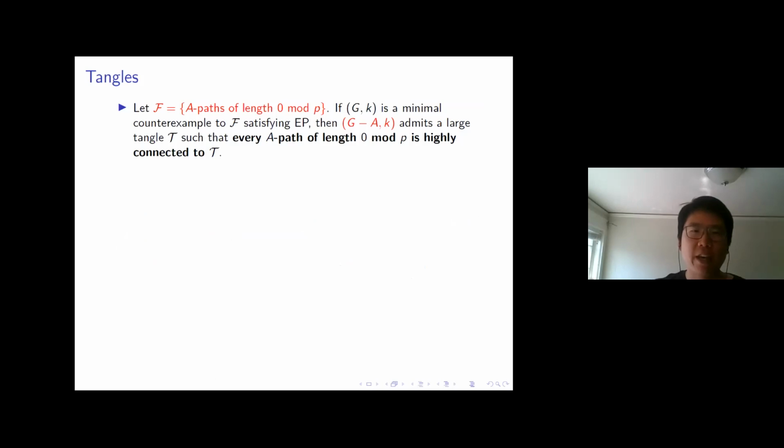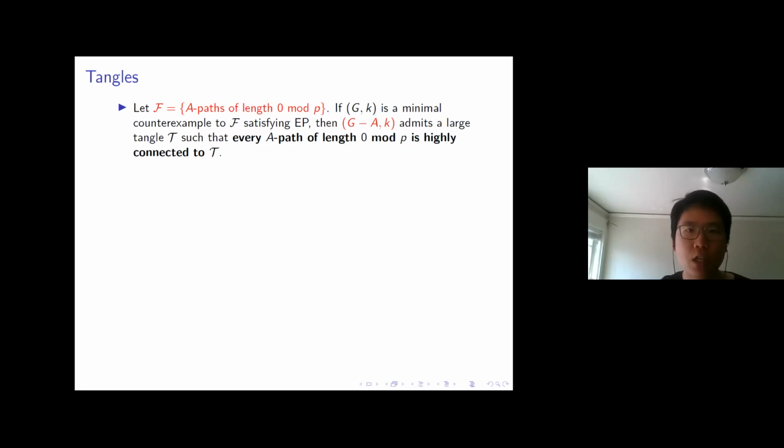So now if you restrict to A paths, we need a slight modification of this. It turns out that it's a bit more convenient to find a tangle after you delete the vertices in A. The proof of that is slightly more technical, so I didn't give a proof, but it's still the same idea. So now let's restrict to families of A paths.